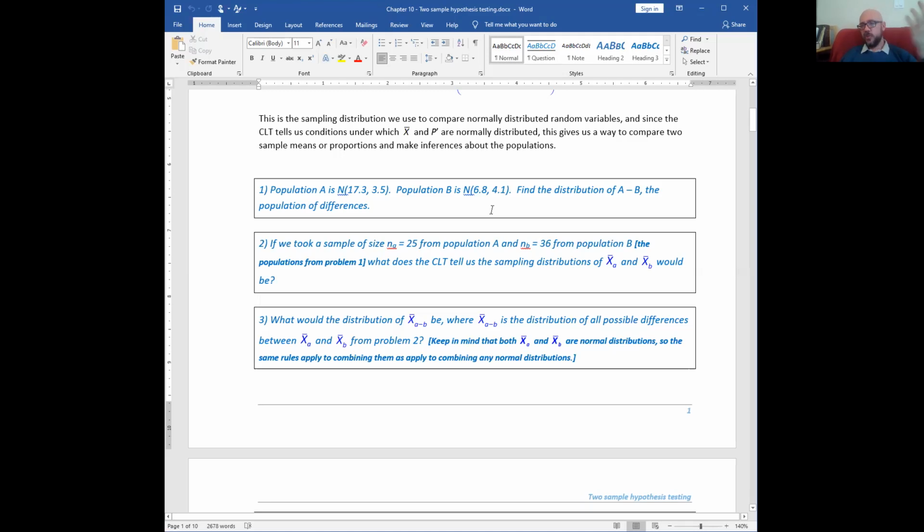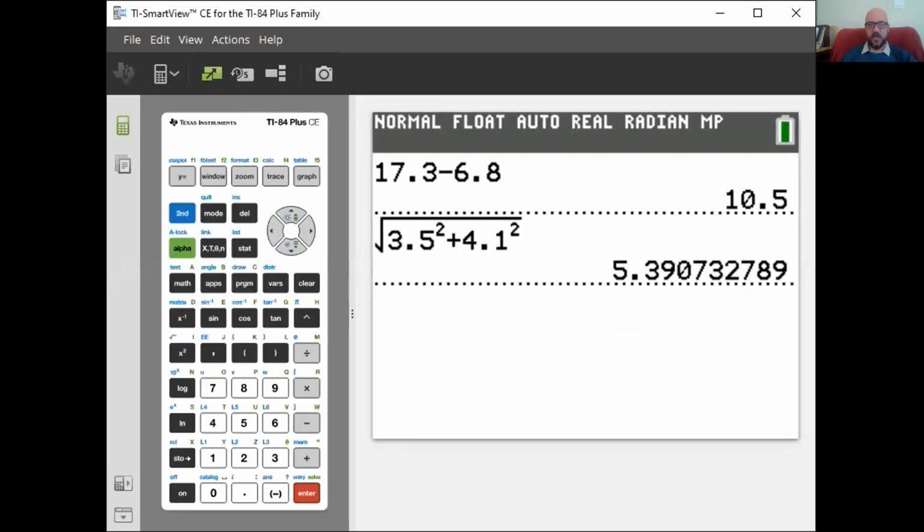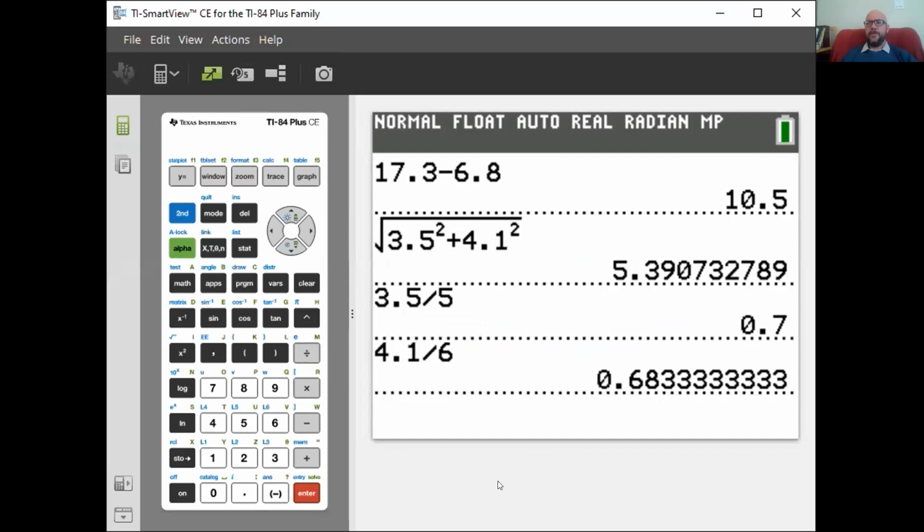So I've obviously chosen 25 and 36 to be easy here. So we've got 3.5 divided by the square root of 25, there's 5, 0.7, obviously, and then 4.1 divided by the square root of 36 gives me that. And so those are the standard deviations of the sampling distributions, x bar A and x bar B. And then the means are the same. Means are 17.3 and 6.8.